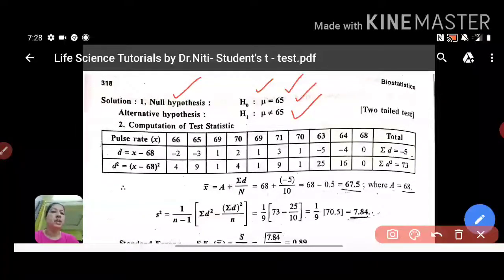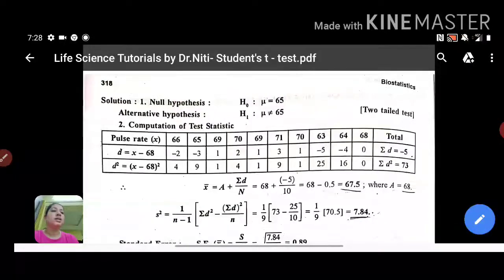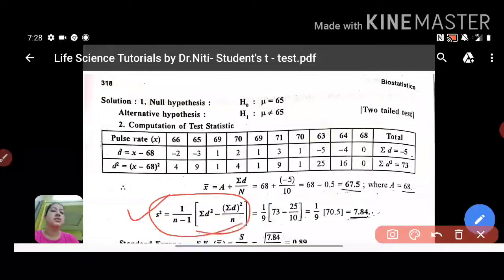Now in that we have to determine the mean. Now we have to solve for the standard deviation. In that standard deviation formula, you can see that you require the value of summation of deviation square and summation of deviation. So these are the pulse rates of a man.